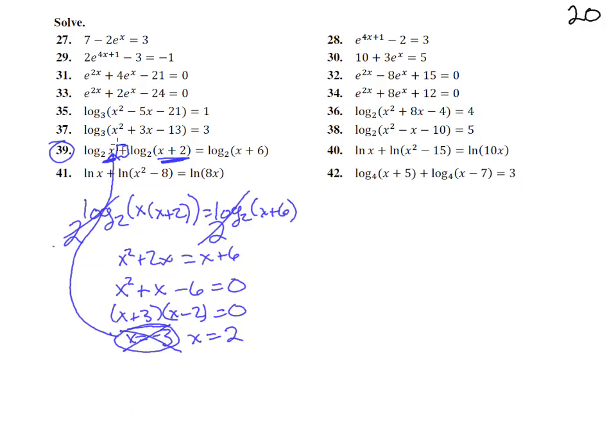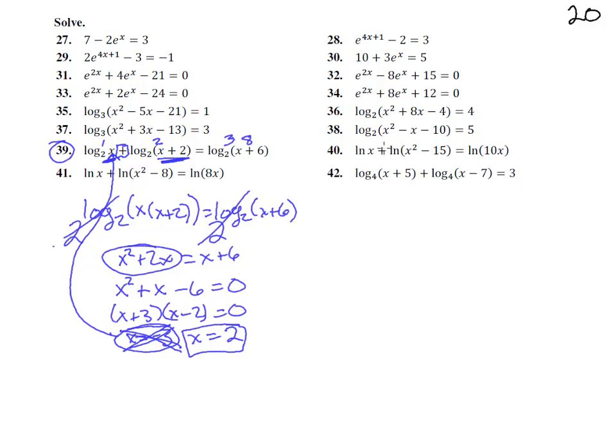A 2, however, fits into all of them. We could take log base 2 of 2, log base 2 of 4, and log base 2 of 8. And it works. Log base 2 of 2 is 1, log base 2 of 4 is 2, and 1 plus 2 indeed equals log base 2 of 8, which is 3. Yeah, that would work. So x equals 2 is a solution. This was an extraneous solution we picked up by getting that coming out when we combine the logarithms. All right, number 40.